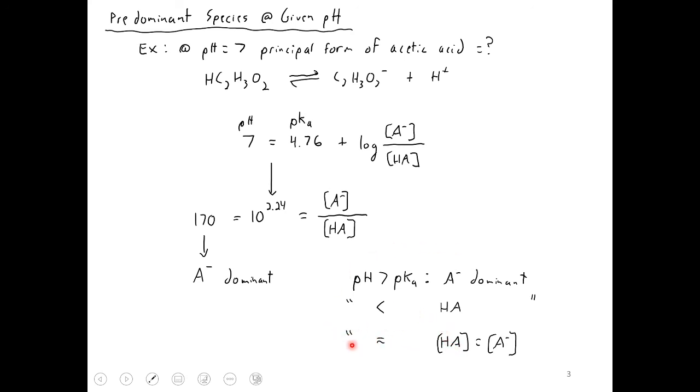And so this is the logic of an indicator. The indicator has its own pKa value, and as you titrate a solution and cause the pH to either go up or down, we start to change which species is dominant, and because they have different colors, the color of the solution changes as well.